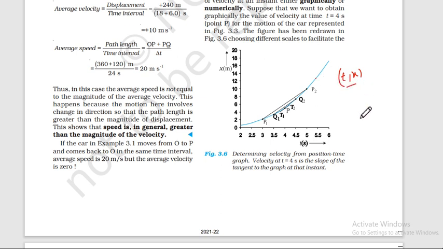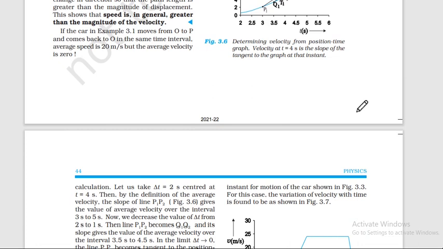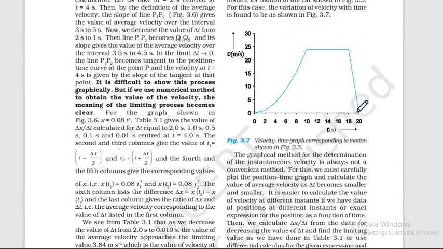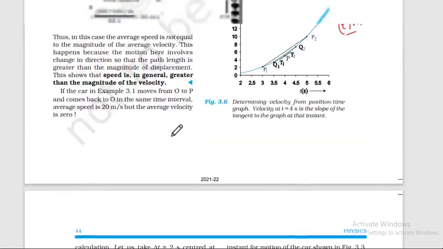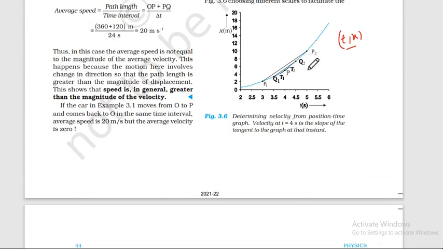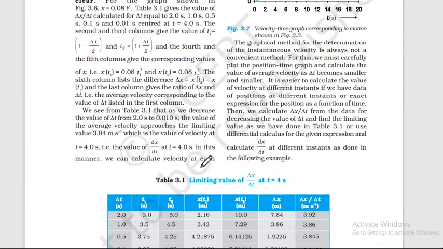Let us say that this time and position have a relation, and this relation can be written like this: x equal to 0.08 t cube. So if you put any value of t, you will get a corresponding x, then you will get a set of x and t, and if you plot them, you will get this graph. So this is the equation: x is equal to 0.08 into t cube.